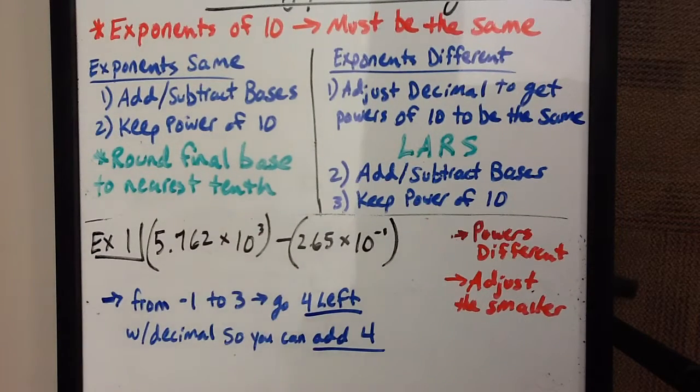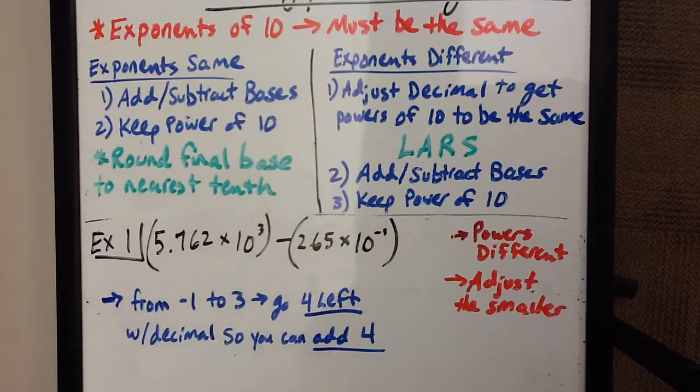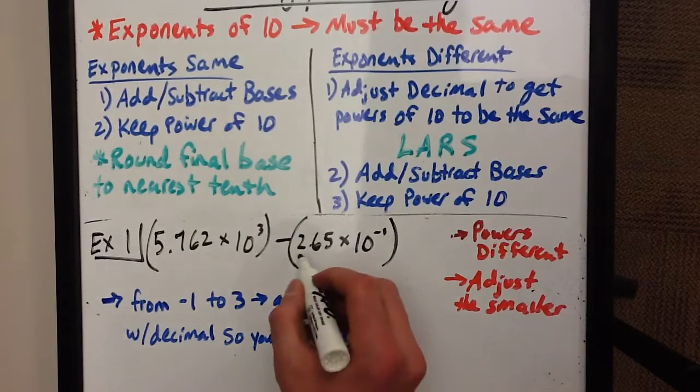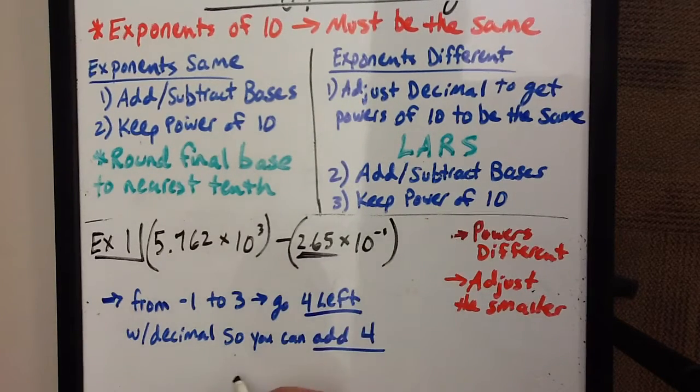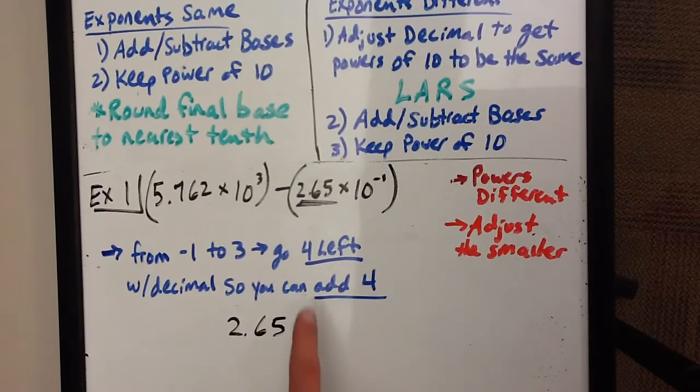To get negative 1 to be the same as 3, I need to go from negative 1 to 3, which means I need to move the decimal 4 places to the left so that I can add 4 to the exponent. Because negative 1 plus 4 will give me positive 3, and that's what I want my exponent to be. So let's adjust the decimal on that base number. 2.65 is the base number right now. I need to go left 4 so that I can add 4 to the exponent.